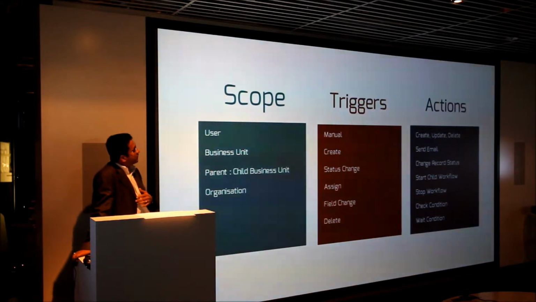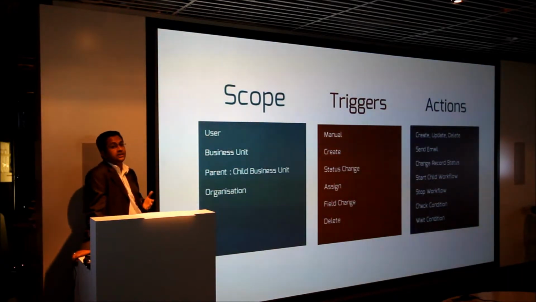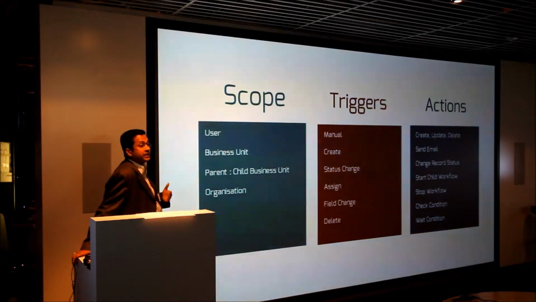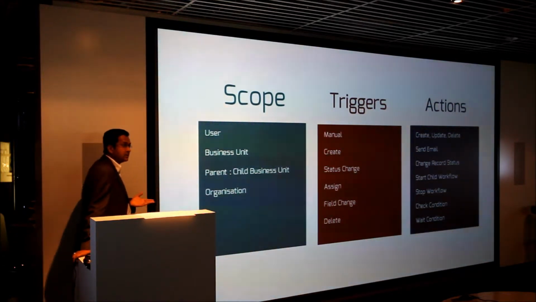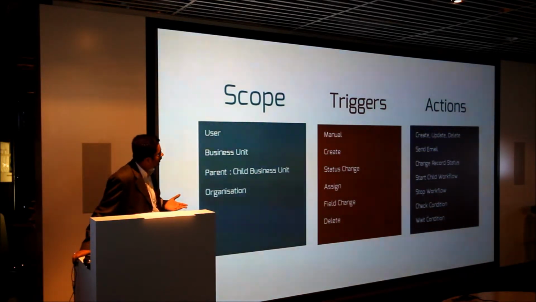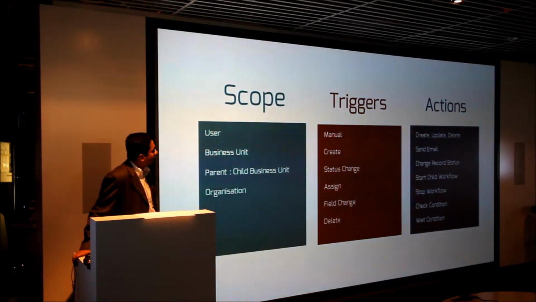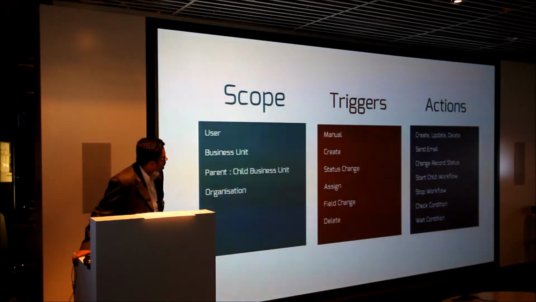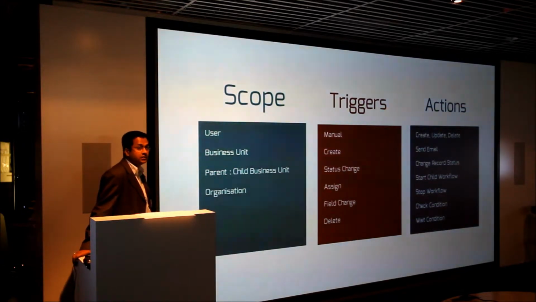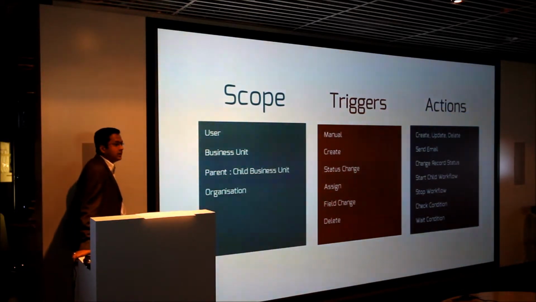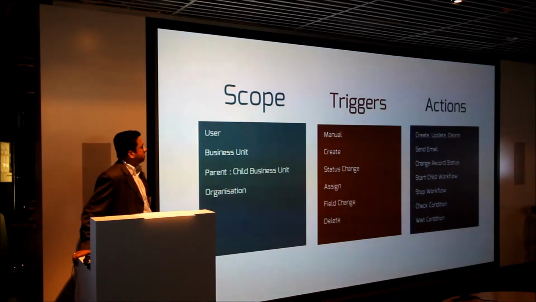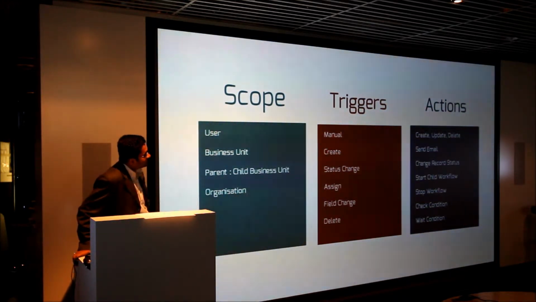The actions, so what are the things that a workflow can do for you? It can create a new record or update, delete, basic CRUD operations. You could send an email using the Microsoft workflow engine, or you could change the status of certain records. So it's all dependent on your different processes. So you have the ability to do one of those items there. And at the end of it, you can see check condition and wait condition.